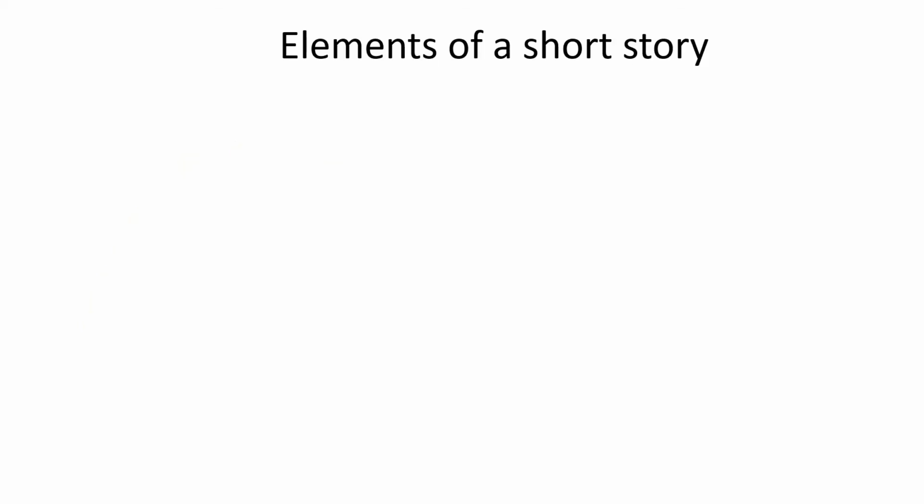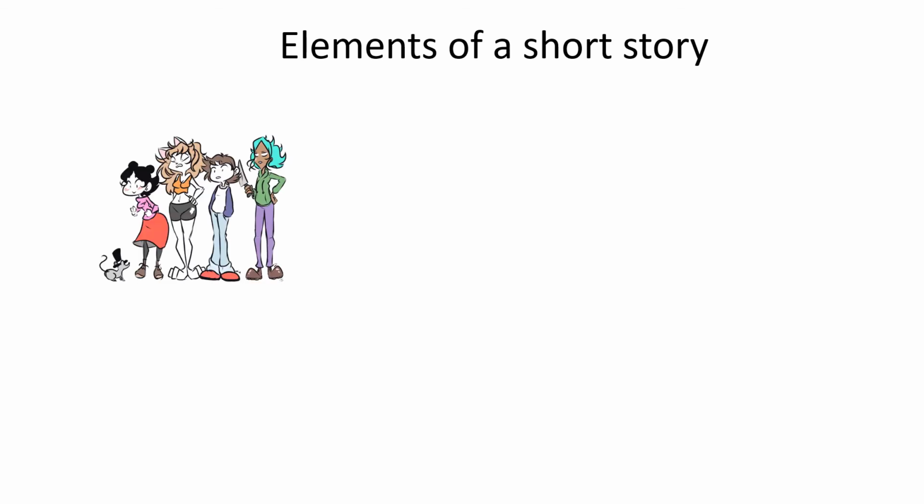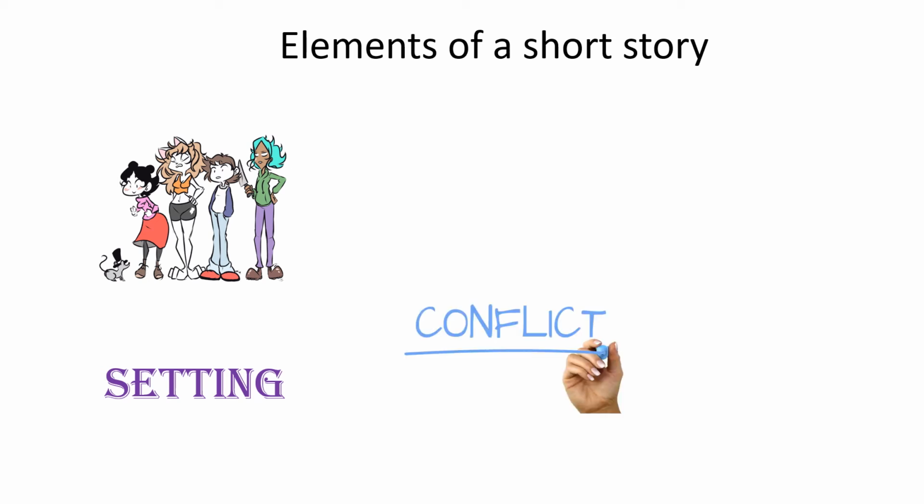What are the elements of a short story? First, a story needs to have well-developed characters with their thoughts, feelings, and actions. The setting needs to be described clearly. It includes time and place. The main character needs to have a goal, and there is always a conflict in the story that hinders that goal.